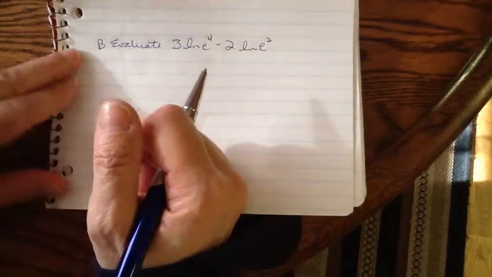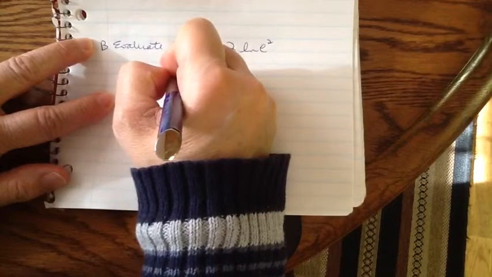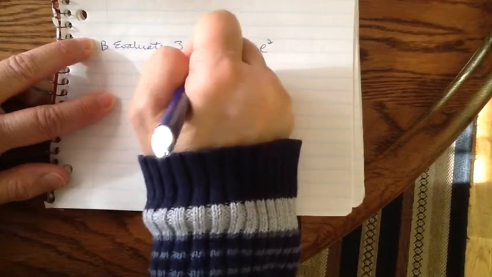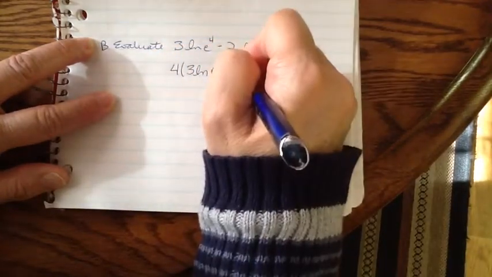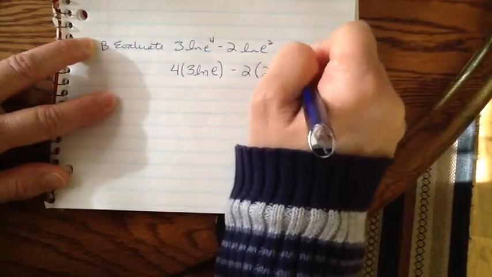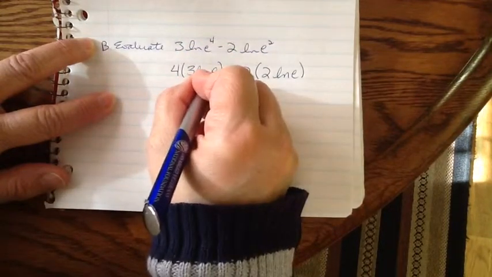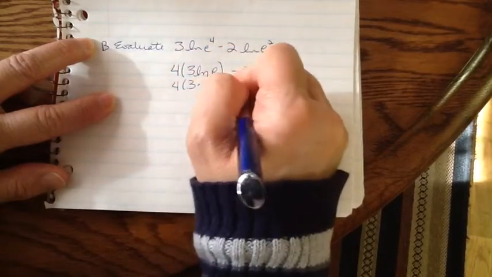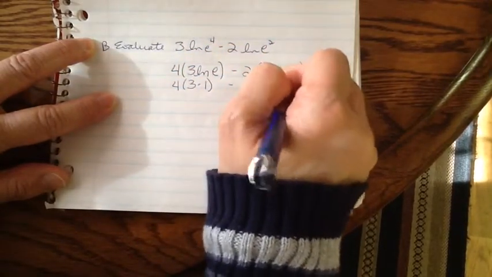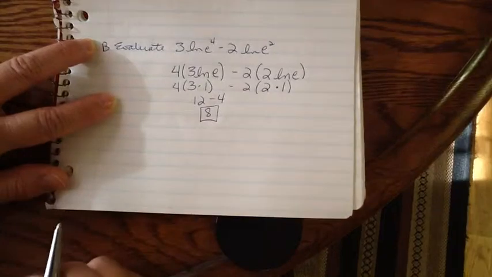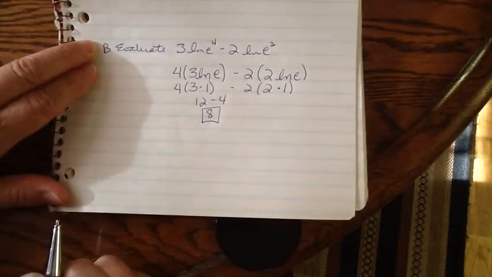All right, let's look at this one. I'm going to evaluate this. Remember, this is base e. So I could actually use the properties and say, well, let me bring this 4 in front, and now I have 3 ln e, and I'm going to take and put the 2 in front, and now I have 2 ln e. And remember, the natural log of e is just 1. So now I have 4 times 3 times 1 minus 2 times 2 times 1. So I have 12 minus 4, which is 8. Now you could have things like this on the exam without calculator.